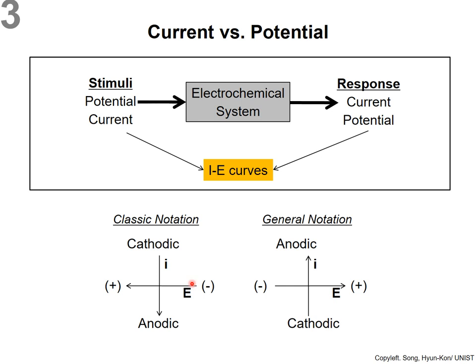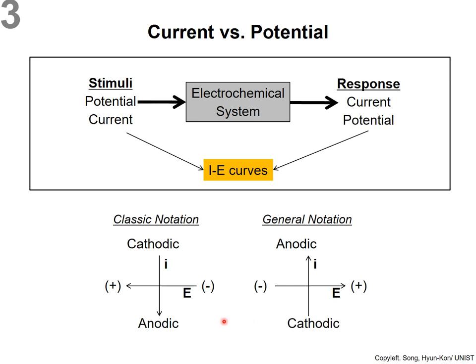For these IV curves or IE curves, we have two different notations. The first one is the classic notation, and the potential goes from plus to minus. As you know, in electrochemical ordinates, we put the positive signs in the downward direction and the negative signs in the upward direction, because the negative potential is more energetic than the positive potential.